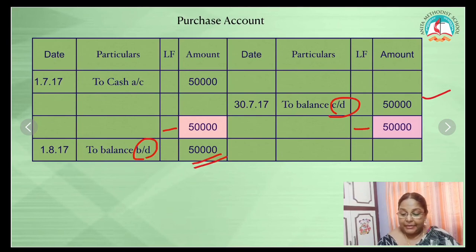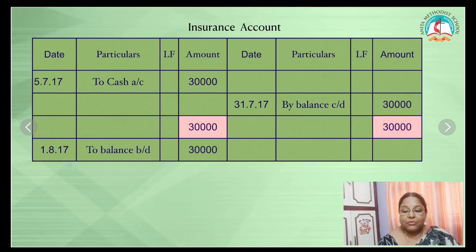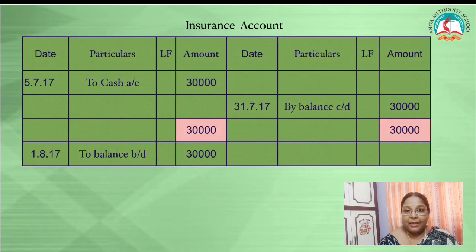Okay? Right. What is the next account? Insurance account. Paid insurance. Remember? Insurance account debtor to cash account. So, in my insurance account, I should not write insurance. To cash account 30,000. Since there is only one insurance transaction, I am closing the account. By balance carried down 30,000. Total on both the sides. And the closing balance is taken up as the opening balance for the next month. Clear, children? You are able to follow me.